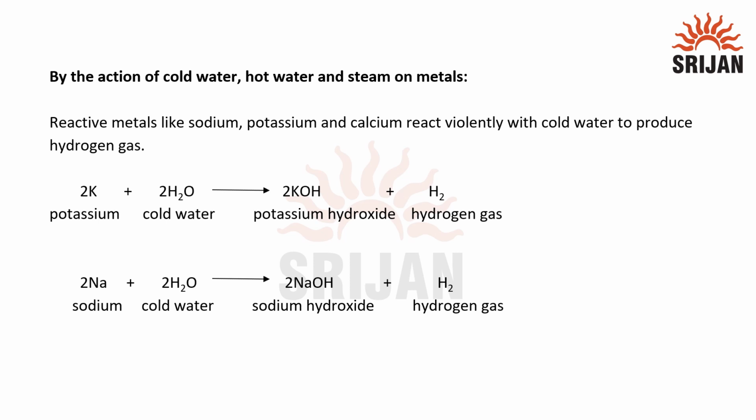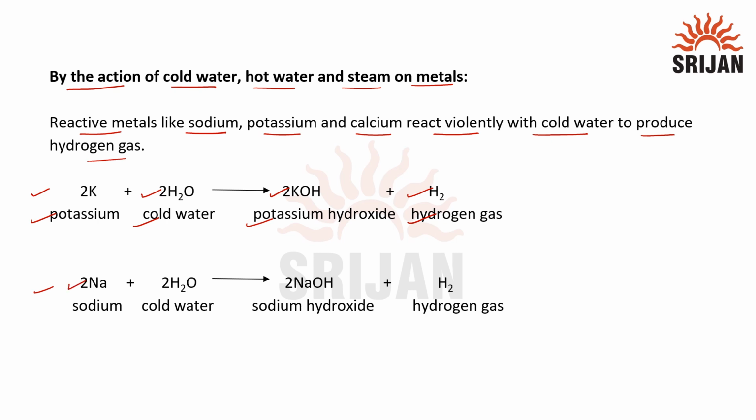The next process is by the action of cold water, hot water, and steam on metals. Reactive metals like sodium, potassium, and calcium react violently with cold water to produce hydrogen gas. Here we have the reaction. 2K plus 2H2O gives 2KOH plus H2. That is, potassium plus cold water gives potassium hydroxide and hydrogen gas.